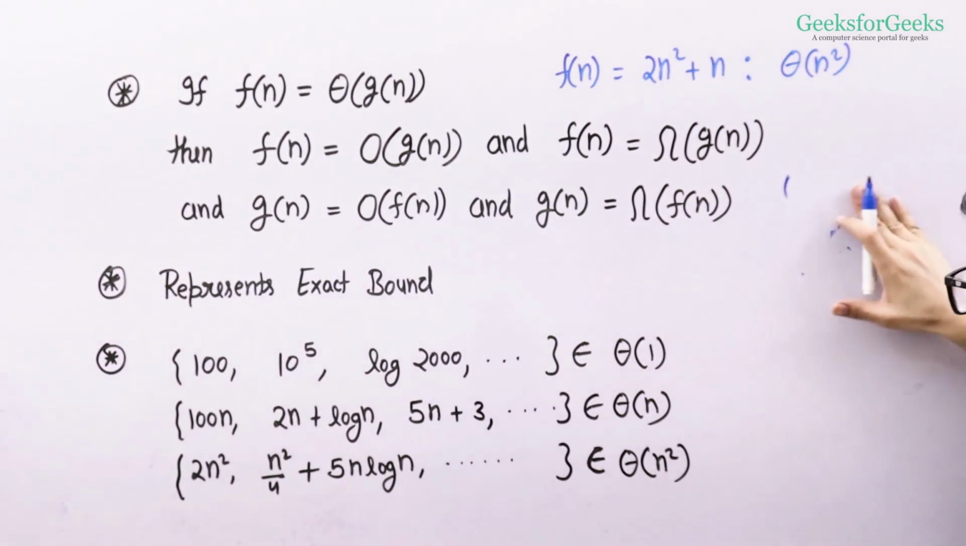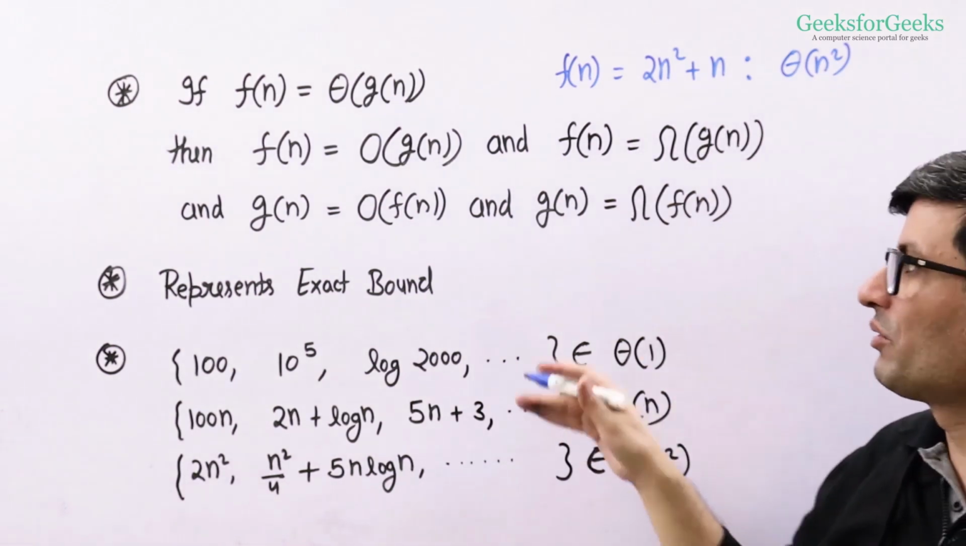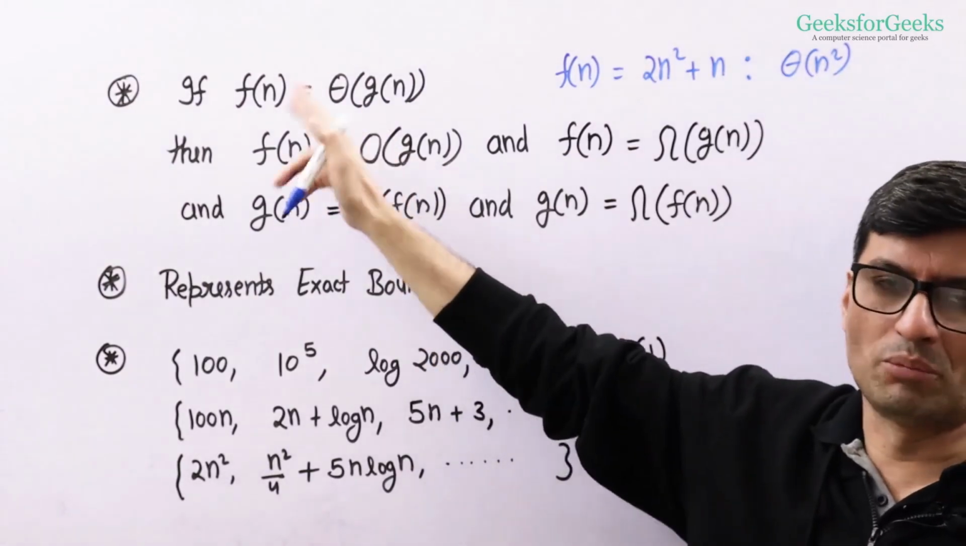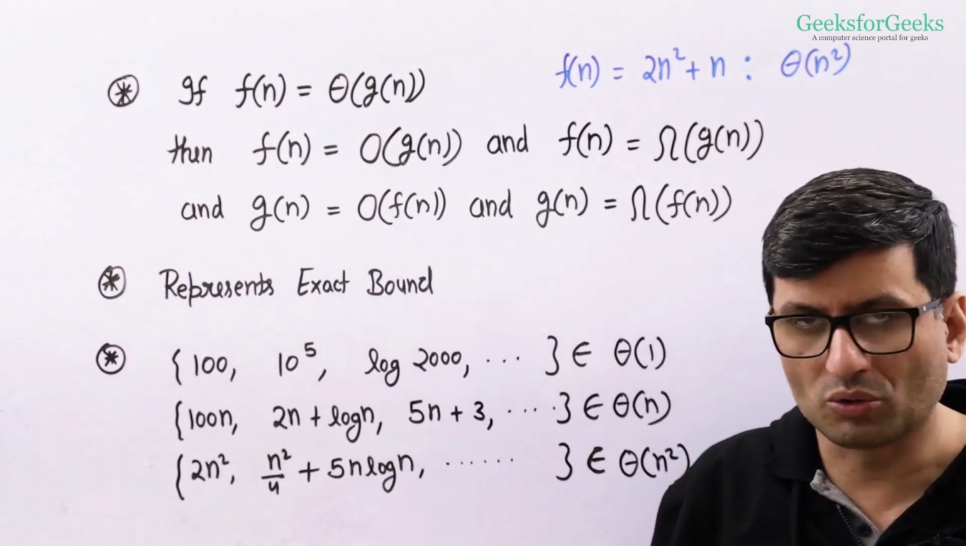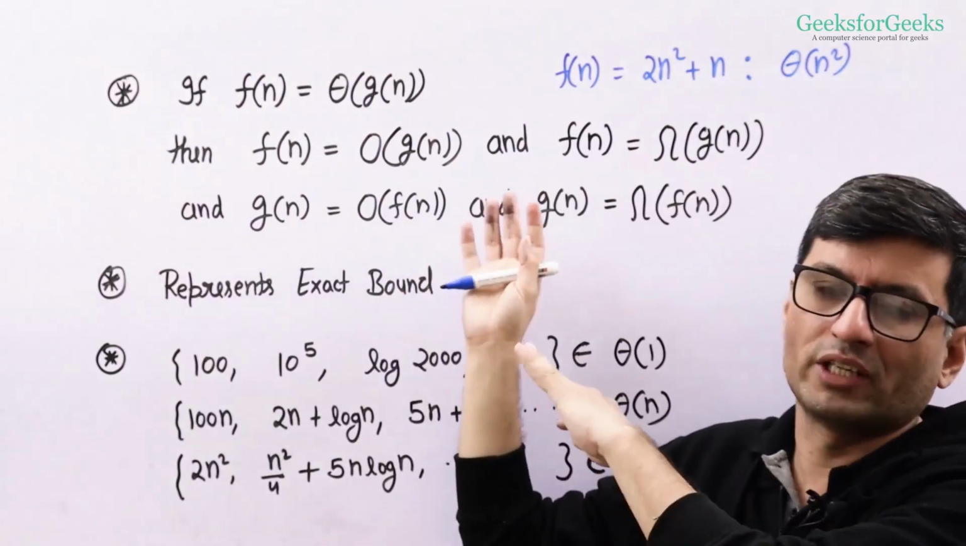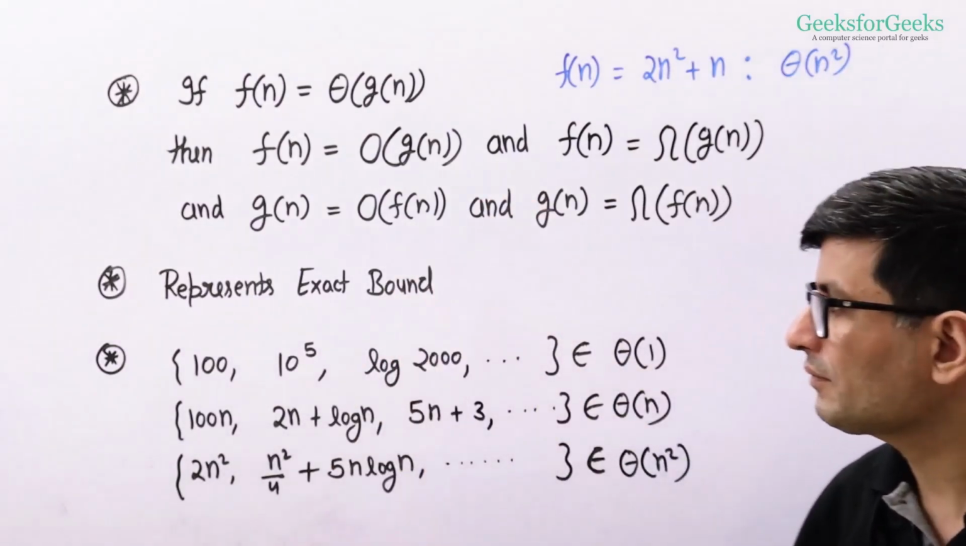So since theta represents exact bound, all these four things are true when fn is theta of gn. They both have exact order of growth, right? Fn and gn, and you can write both of them in all the other four ways.